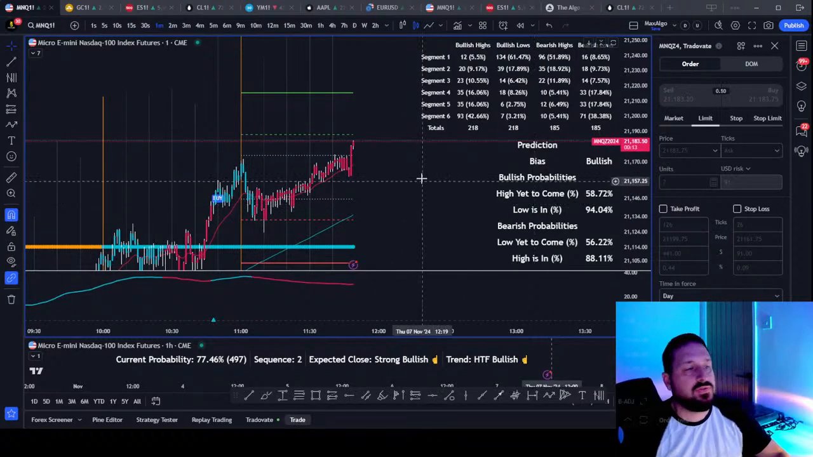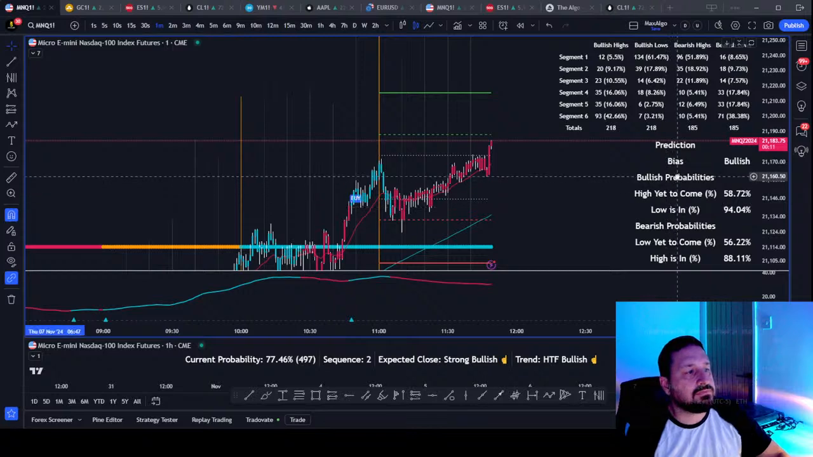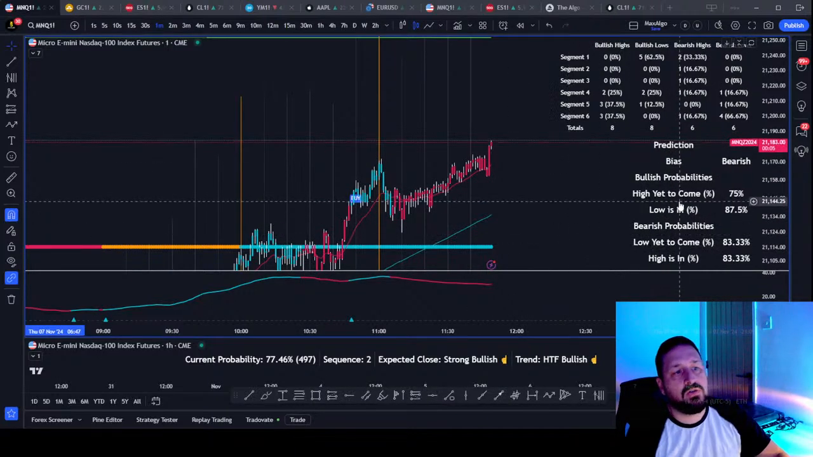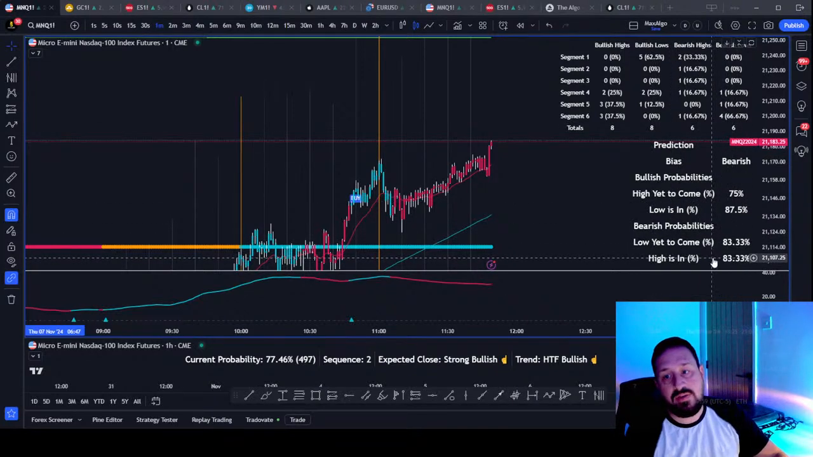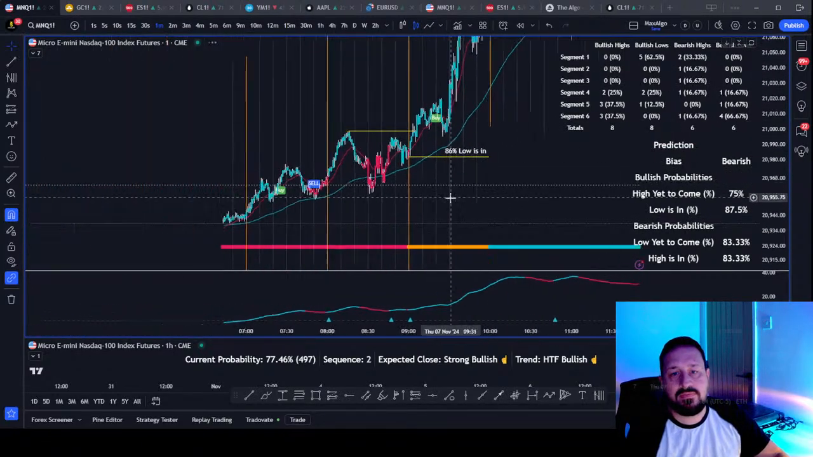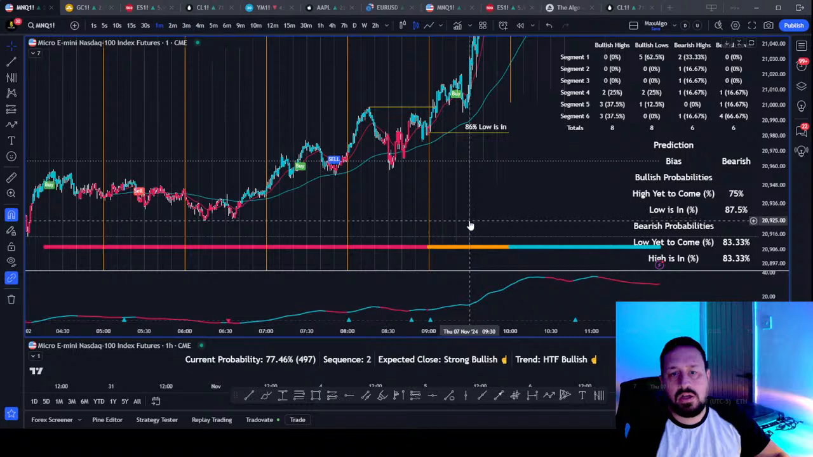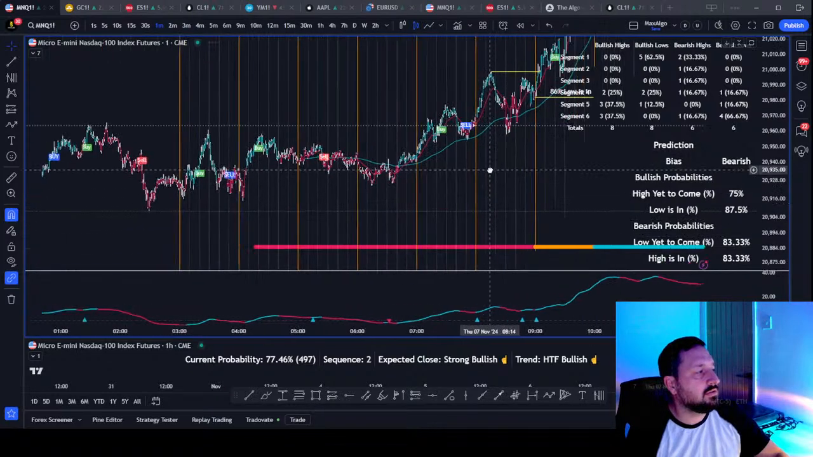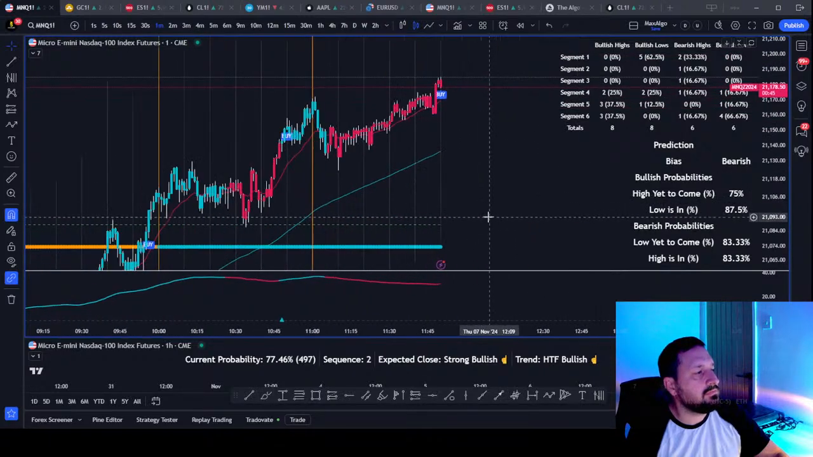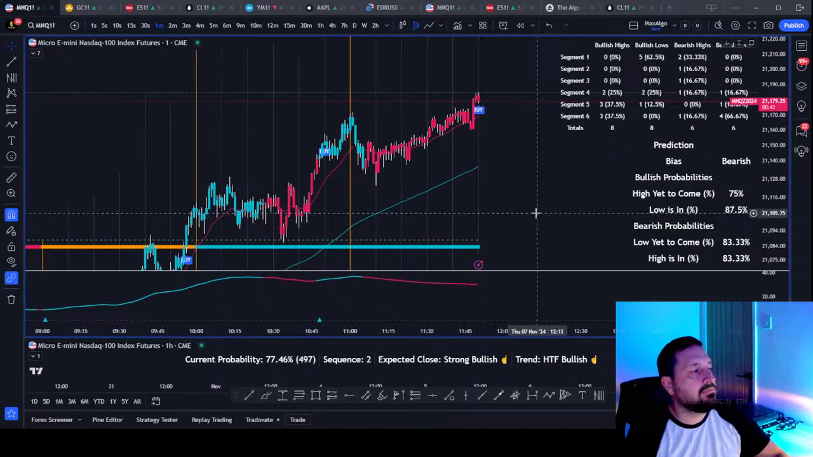Before I go, let's just have a look at the daily stats, right? We've still got 83% probability for more highs if we are bullish, which we're bullish, right? That our low is in. Our low for the day might be further down. It's way, way, way down. That one did me there, didn't it?